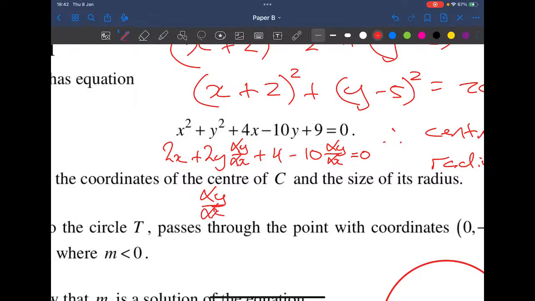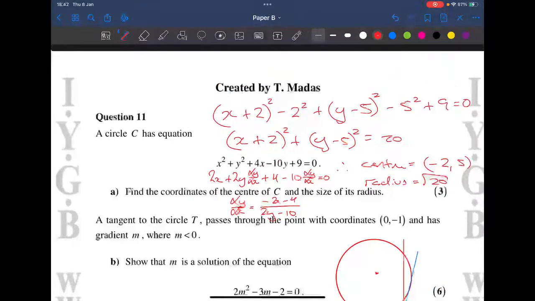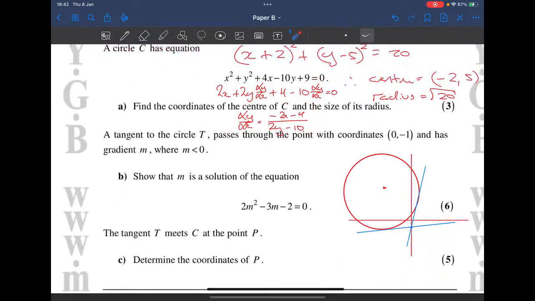So dy dx all together, if we factorise for it, let's bring everything that's not dy dx, so the 2x and the 4, to the other side. So minus 2x, minus 4. And then what bits do we have on the dy dx? A 2y and a minus 10. So that's the gradient of every single point that we have here.